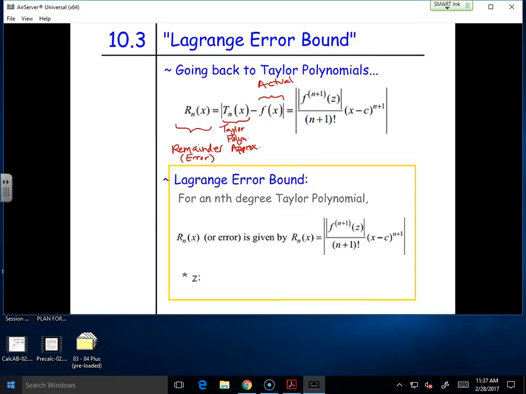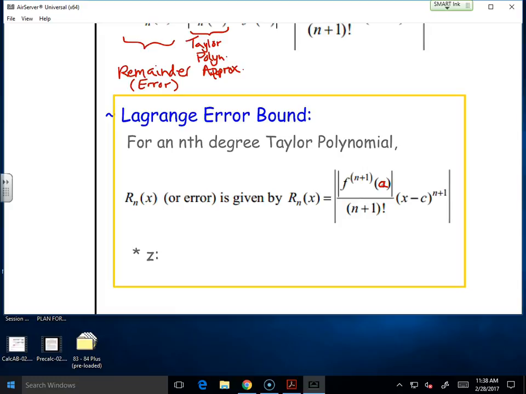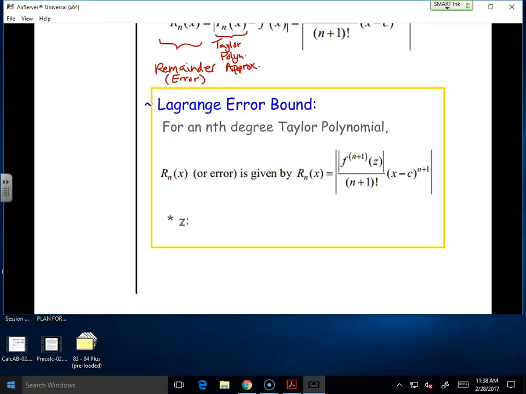For an nth degree Taylor polynomial, R sub n, or error, is given by, basically I would put in here something like, and I think our book does originally, something like A. But here's the problem. That's true for some A within x to c or c to x. Kind of depends on which one's smaller, which one's bigger. And so we can think of the Lagrange error bound in some senses as the worst case scenario. Basically, it has been proven that the remainder or the error is going to be for some z value within x to c, whoever x is that you're trying to approximate.